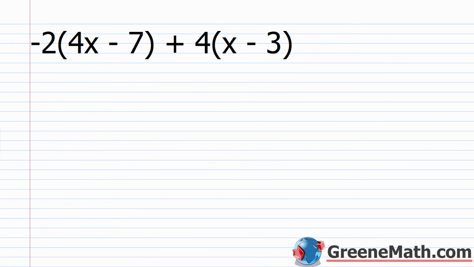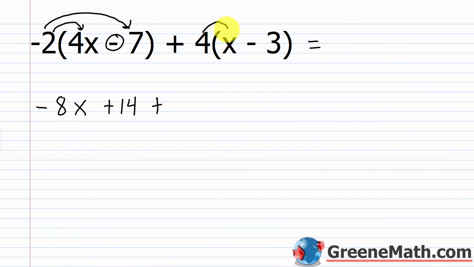All right, here's one that's a little bit more challenging. We have negative 2 times the quantity 4x minus 7 plus 4 times the quantity x minus 3. So the first thing I'm going to use is the distributive property to simplify this a bit. I'm going to multiply negative 2 times 4x, and that's going to give me negative 8x. And then I'm subtracting away negative 2 times 7, which is going to be negative 14. Now, I'd end up with minus a negative 14, which is the same as plus 14. Now plus, I'm going to do the same thing over here. We have 4 times x, that's 4x. And then minus 4 times 3, that's 12.